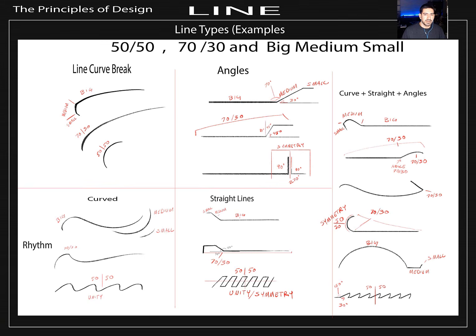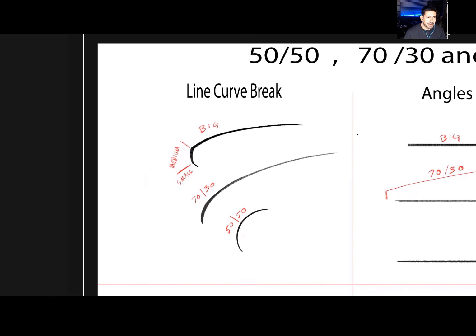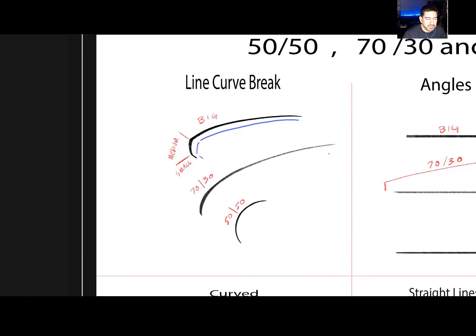Here are the line type examples which I was talking about, where I applied 50-50 and 70-30 in the big, medium, small, which I attribute closer to the golden ratio. So right here, the line curve break, it starts off with big, and then medium, small. That's the line where I applied just big, medium, small, so it's not really the golden ratio. Right here is just big, medium, small. And right here I applied the 70-30, and then right here 50-50. So it's kind of a symmetrical, curved line.